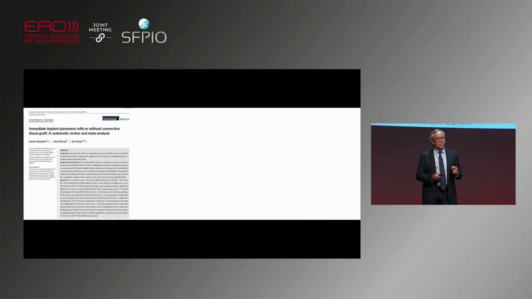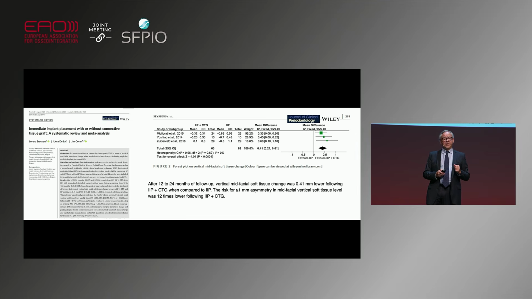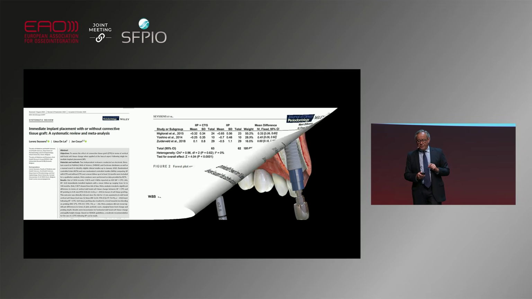And this was clearly discussed and demonstrated evidence-based by Jan Cosyn's group, where they basically asked the questions, do we need to add a connective tissue graft? What is the added value? And clearly, the added value was favoring the placing of a graft in the anterior maxilla, basically for the maintenance of the stability of the mucosal margin, which was the aesthetic problem that Maurizio Tonetti identified. So as you can see, the vertical mid-facial soft tissue change was more favorable whenever we place a connective tissue graft.